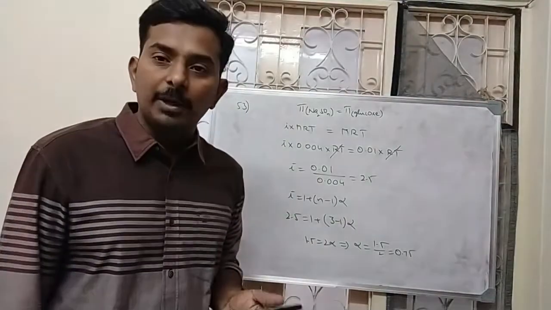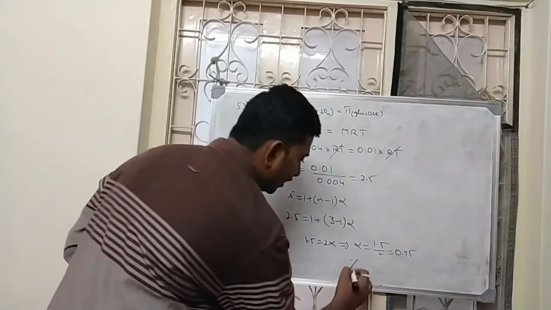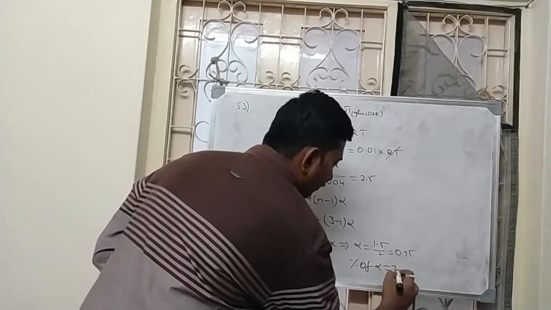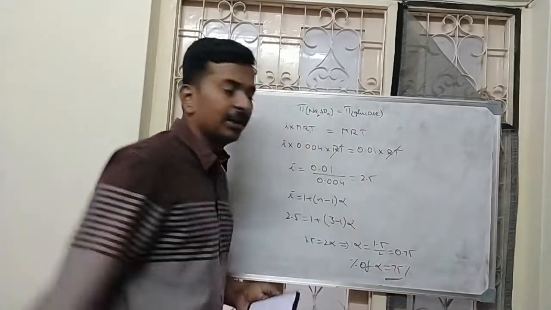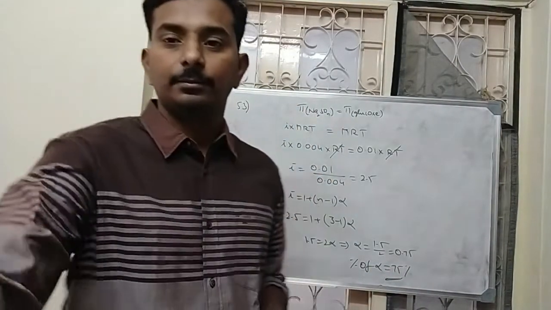So the correct answer will be option C. They are asking percentage, so the percentage of alpha will be 75%. Coming to the next question, question number 54.